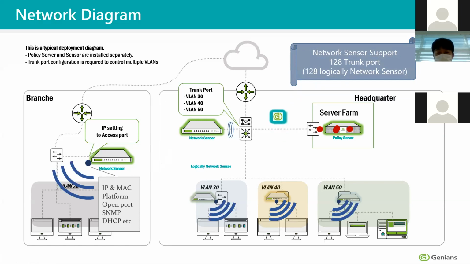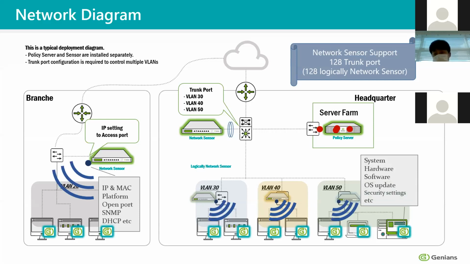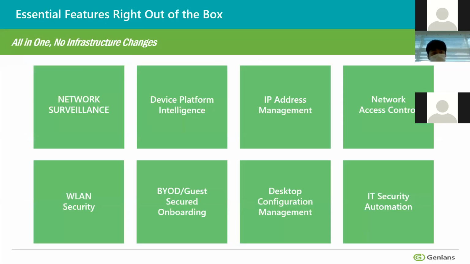And the agent: if you install the agent on the PC, it will collect the information that you can mostly see in the control panel of Windows, including system information and hardware, software, OS update status, and other security settings. You know our product name is Genian NAC, right? Network Access Control. But actually, this product has even more features.